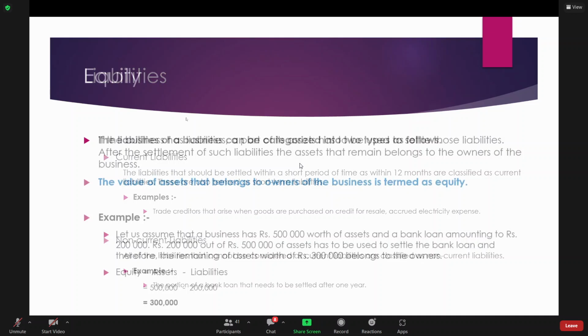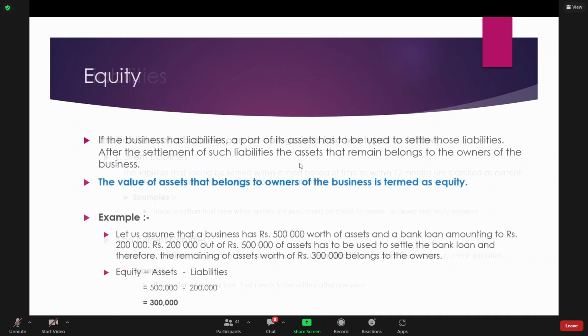Then equity. So we now discussed two different terms: assets and liabilities, and now equity. Excuse me, sir, under assets, is there any classification as fixed assets and variable assets? No. It's current assets or non-current assets. Non-current asset is also called fixed asset. No variable asset. Okay, thank you.